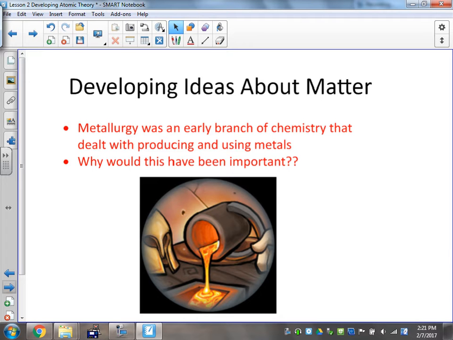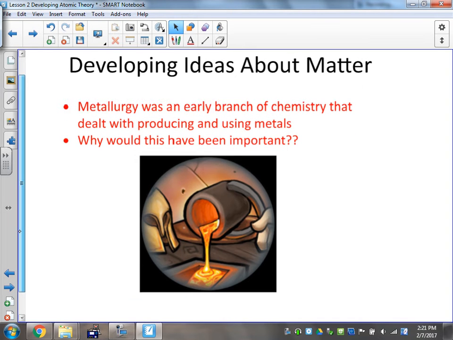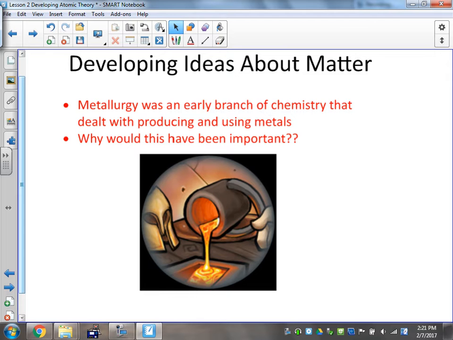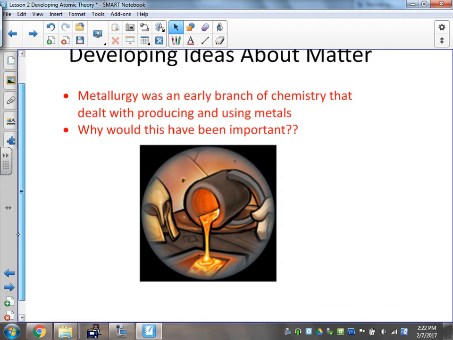Developing ideas about matter. Metallurgy was an early branch of chemistry that dealt with producing and using metals. So the idea about matter back in the time was metallurgy. And once again, they would use these different metals probably to help themselves build, back in the day, cooking utensils, whatever they needed, basically, any of the important things that they would need, right? So metallurgy was an early branch of chemistry that dealt with producing and using metals, okay? So that was part of the idea about matter as well, okay?